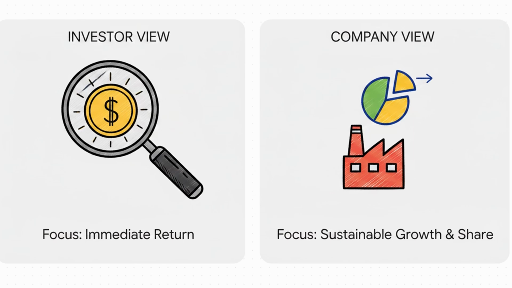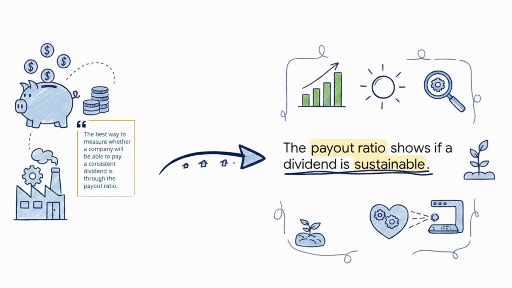Also keep in mind things like REITs, real estate investment trusts. They're a special case. They naturally have really high yields because they're legally forced to pay out most of their taxable income. Now on the flip side of the coin, we have the dividend payout ratio. This is the company's view. It's essentially their profit-sharing metric, telling us exactly how much of their actual earnings per share are being handed right back to investors. Check out this quote from the Hartford Fund's research on the screen. The best way to measure whether a company will be able to pay a consistent dividend is through the payout ratio. I love this because yield tells you what you get today, but the payout ratio tells you what the company can actually afford tomorrow.